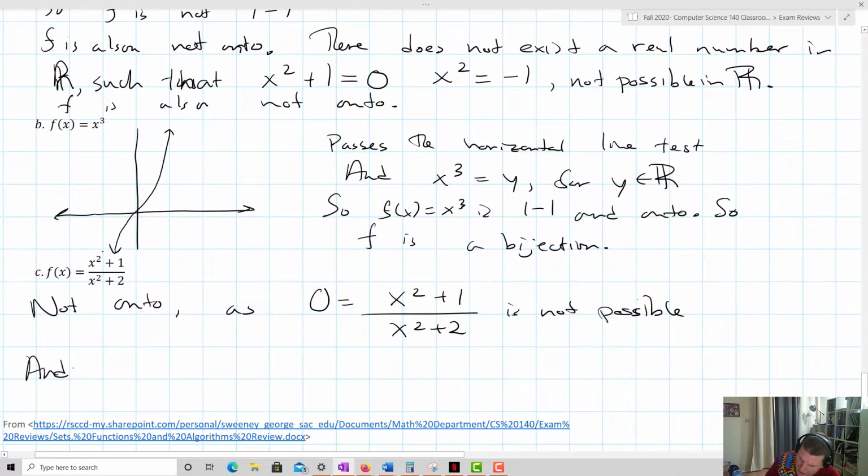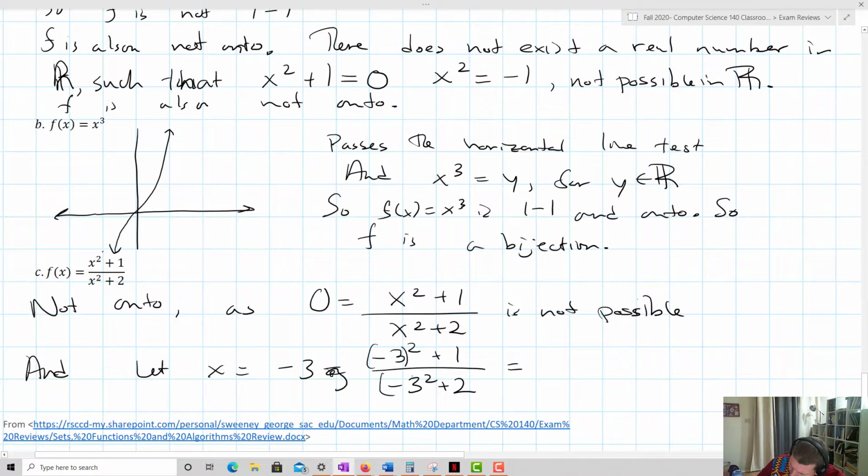In addition to that, it's also not 1 to 1. For example, if I let x equal negative 3, I get negative 3 squared plus 1 over negative 3 squared plus 2, in parentheses, which ends up equaling 10 over 11. And that's equal to 3 squared plus 1 over 3 squared plus 2. So f is not 1 to 1.